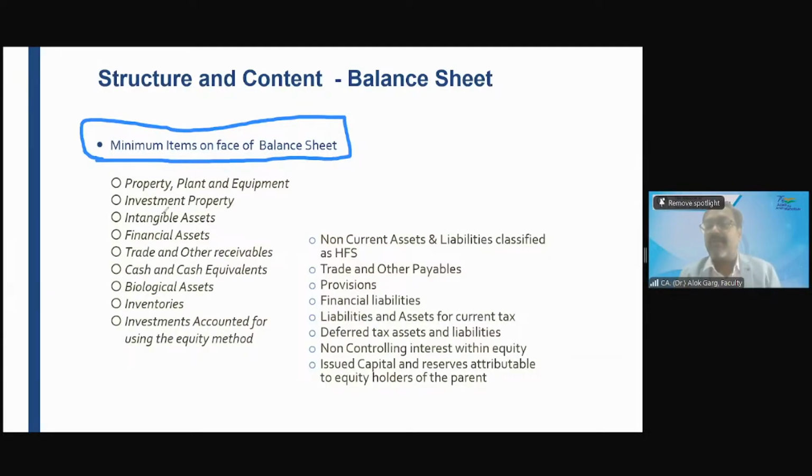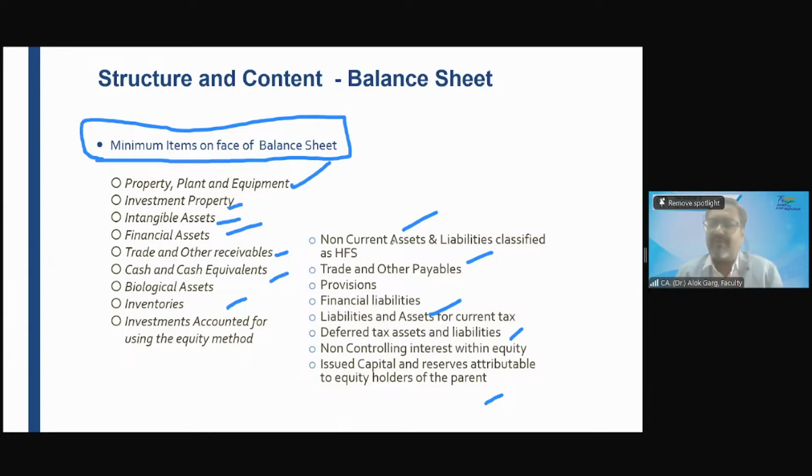What does this para number 54 talk about? The minimum line items on the face of the balance sheet, like property, plant and equipment, investment property, intangible assets, financial assets, trade and other receivables, cash and cash equivalents, biological assets, inventories, non-current assets, trade and other payables, provisions, financial liabilities, deferred tax assets and liabilities, non-controlling interest, capital, reserves and surplus, other equity. These line items are the minimum line items.